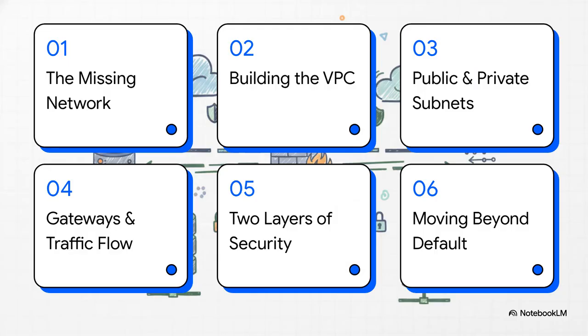Okay, to fix this, we're going to use Margaret's incredibly helpful blueprint metaphor to construct your networking knowledge step by step. Our agenda today: first, the missing network; second, building the VPC; third, public and private subnets; fourth, gateways and traffic flow; fifth, two layers of security; and finally, moving beyond the default. Let's get right into it.